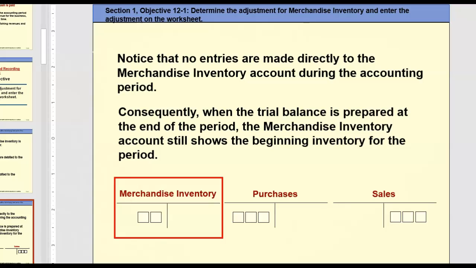Okay. This says, notice there are no entries made directly to the merchandise inventory account during the accounting period. Consequently, when the trial balance is prepared at the end of the period, the merchandise inventory account still shows the beginning inventory for the period. I'll show you why it shows the beginning inventory and not the ending inventory shortly.